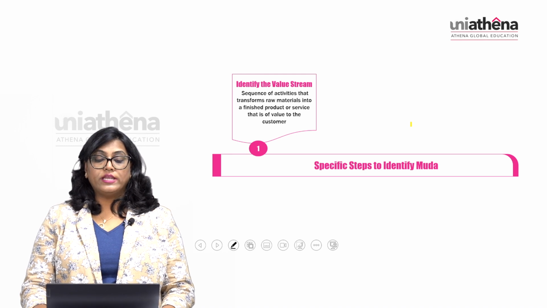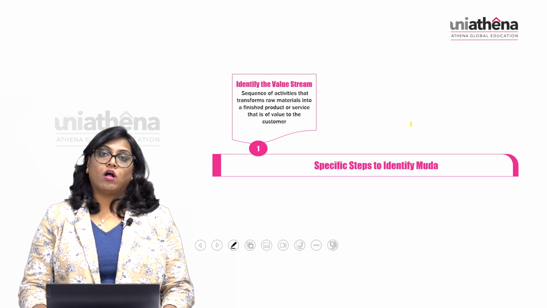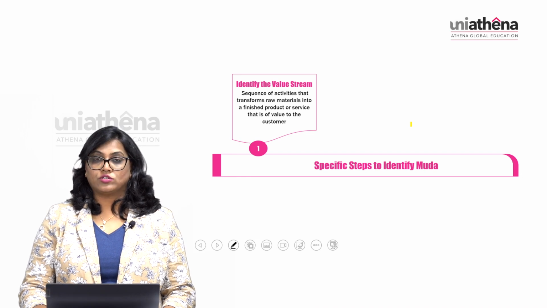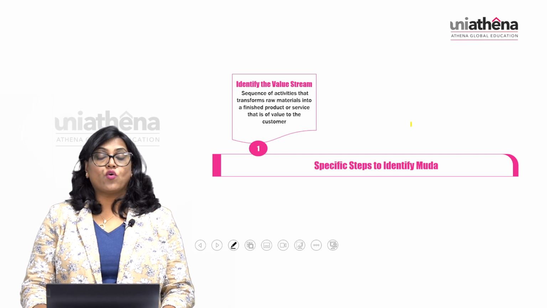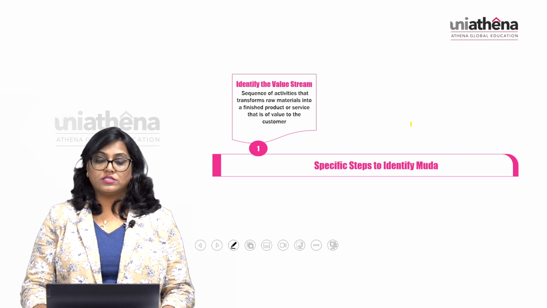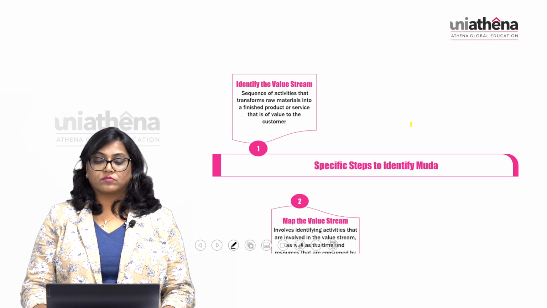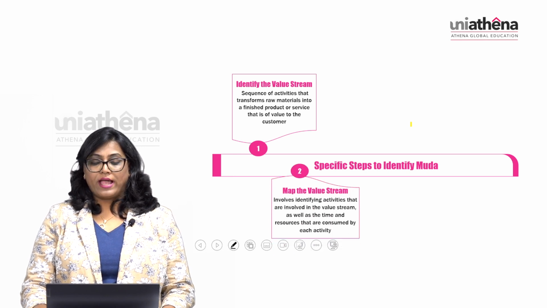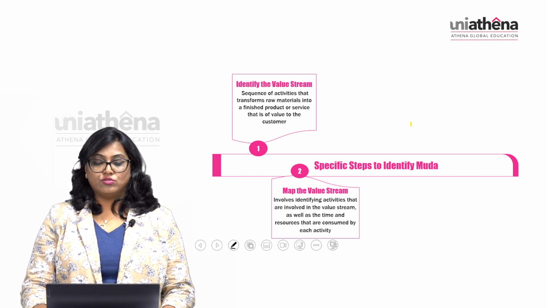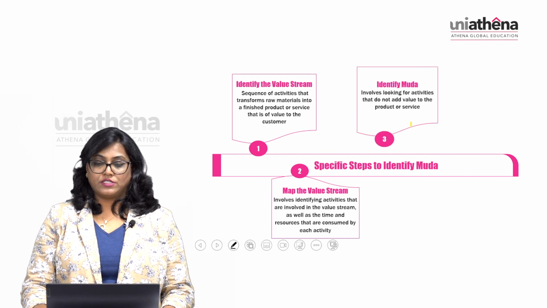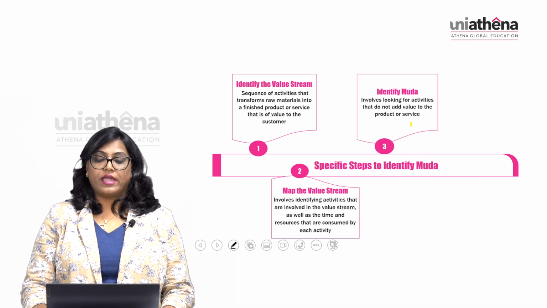First and foremost, we need to understand in which logical flow is the activity arranged. So we would generally see in any manufacturing firm, right from the step of transforming the raw material to a finished product or service that is of any value to the customer. Second, you map the value stream. That means you go ahead and quickly identify which is the activity that is involved in the value stream. That means the time that's taken, what are the resources that need to be considered, and how are they consumed by each activity.